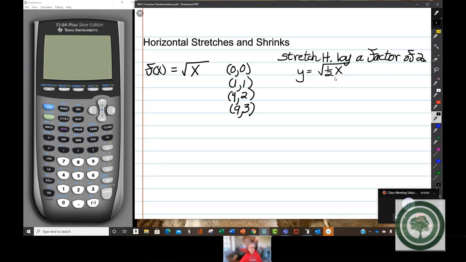It's exactly the opposite for what it would be to stretch vertically. To stretch vertically, I would have a 2 on the outside front of the function. But to stretch horizontally by a factor of 2, not 1/2, but 2, make it twice as long, I put a 1/2 in front of the x inside the function, that is, in what's called the argument of the function. How does that work and why? Well, okay, here I've got to tell you why it works that way.